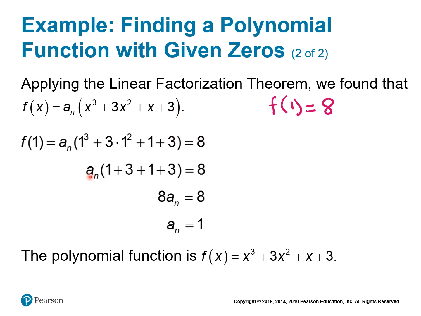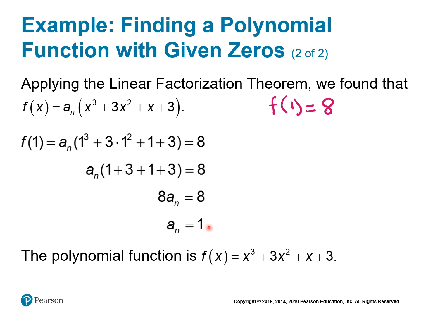So we have a sub n. If we simplify what is within the brackets now, 1 cubed is 1, 3 times 1 squared is 3, this 1 stays and this 3. So 1 plus 3 plus 1 plus 3 is 8 times a sub n. All right, 8 times a sub n equals 8. So we have solved for a sub n. We have found the value of the leading constant, which is 1. And once we get that, we are pretty much complete.